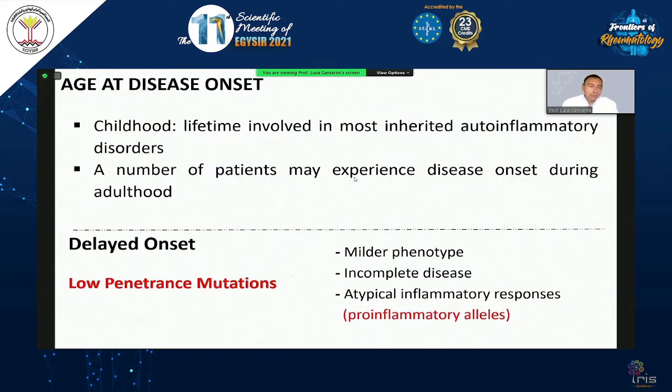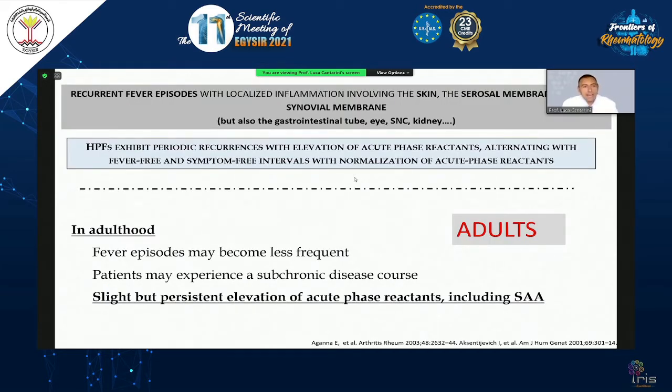We know that childhood is the lifetime involved in most inherited autoinflammatory diseases. However, a moderate number of patients may experience a delayed onset during adulthood. The delayed onset is usually related to the presence of low penetrance mutations that are also responsible for a milder phenotype, oligosymptomatic disease, and atypical inflammatory responses. Patients exhibit recurrent fever attacks with localized inflammation involving the skin, so most patients may show peculiar skin rashes.